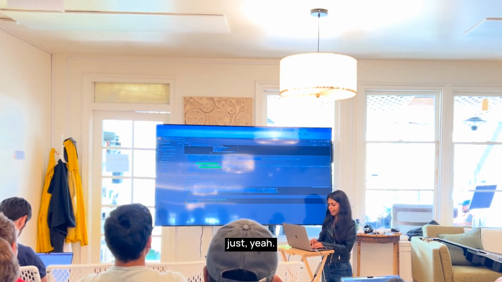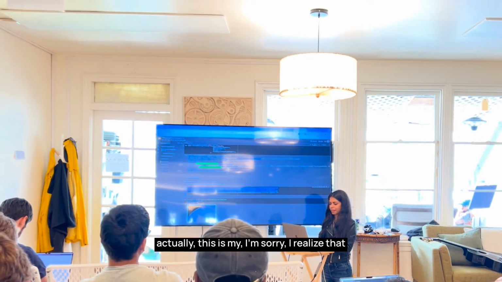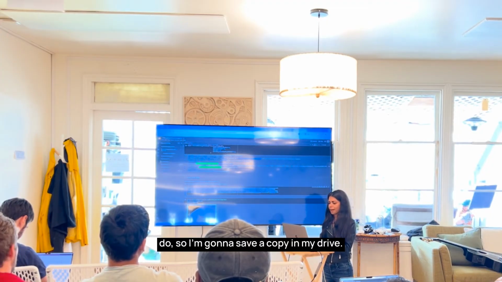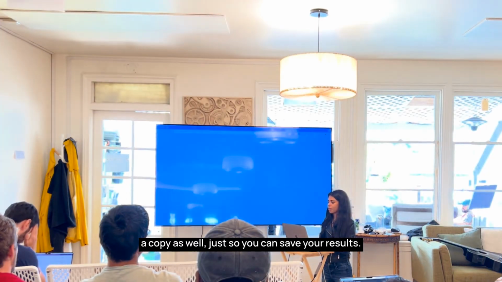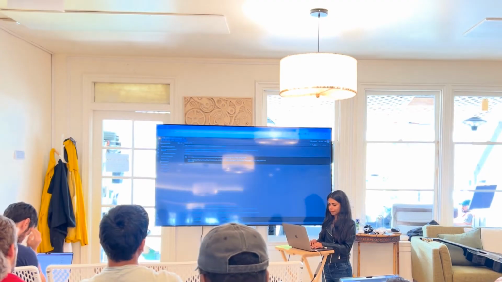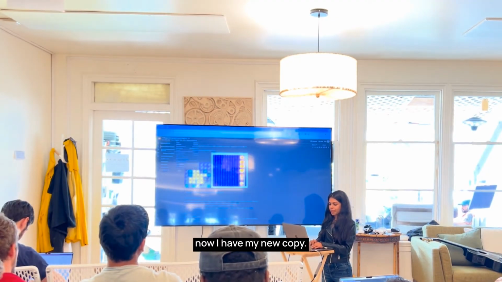And I'm going to zero all of this out. Actually, I'm sorry, I'm realizing this is the master copy, which I should not do. So I'm going to save a copy in my drive. If you are running this, I'd also recommend creating a copy, just so you can save your results. I hope my master copy did not mess everything up, but we should be good. Okay. Now I have my new copy. Let's run it all.